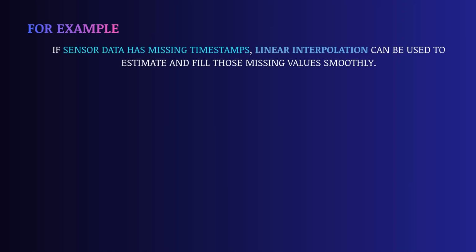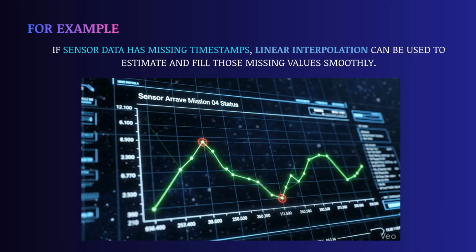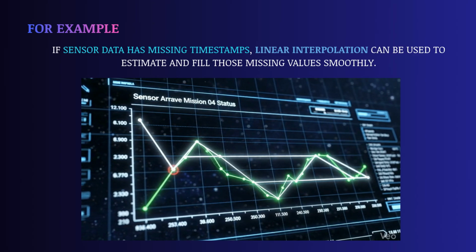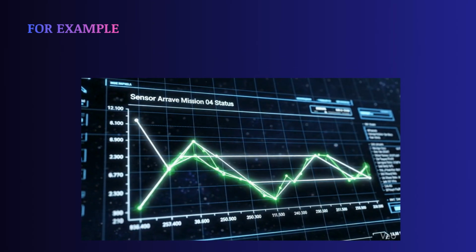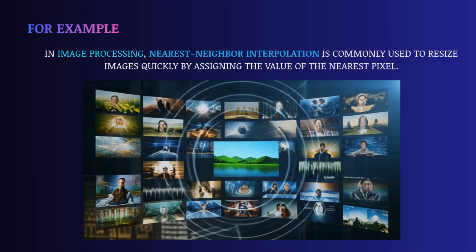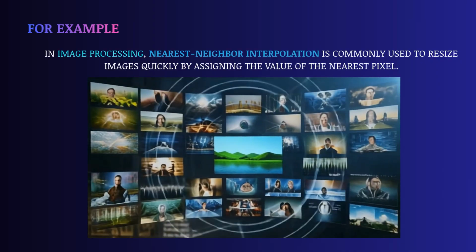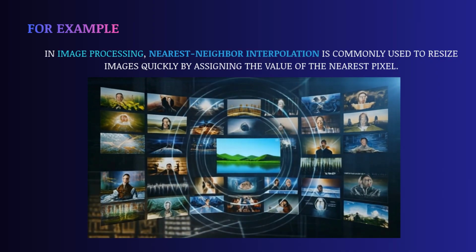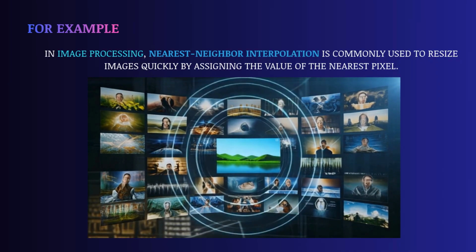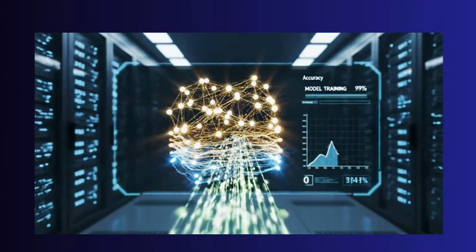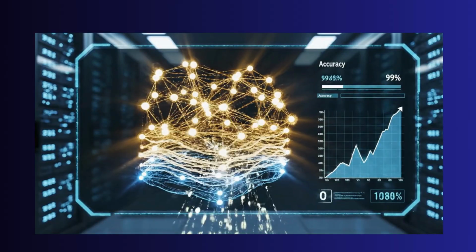For example, if sensor data has missing timestamps, linear interpolation can be used to estimate and fill those missing values smoothly. Similarly, in image processing, nearest neighbor interpolation is commonly used to resize images quickly by assigning the value of the nearest pixel. This ensures that the dataset remains complete, consistent, and suitable for model training.